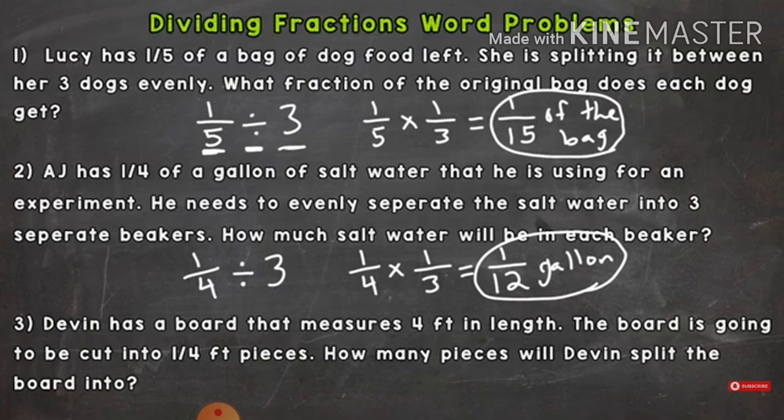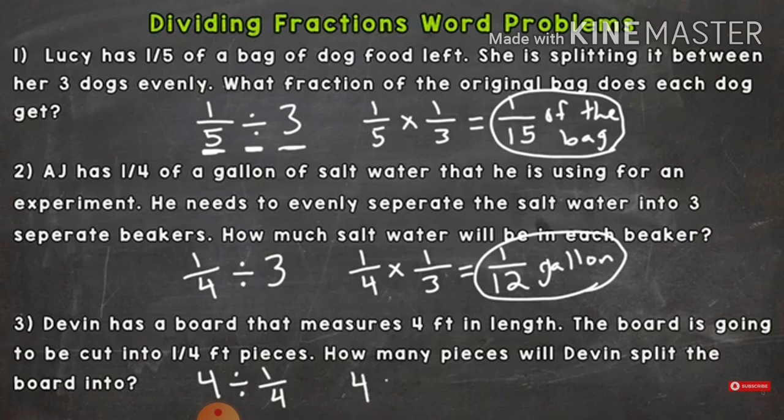So we are dividing 4 by 1/4. What are we splitting up? Well, the board. So that comes first, the 4 feet, divided into groups of 1/4. So 4 divided by 1/4.